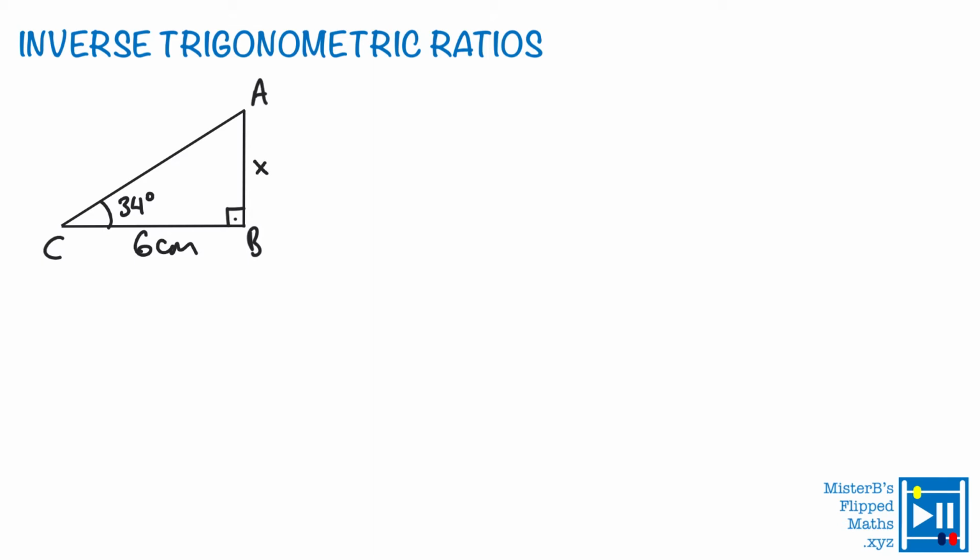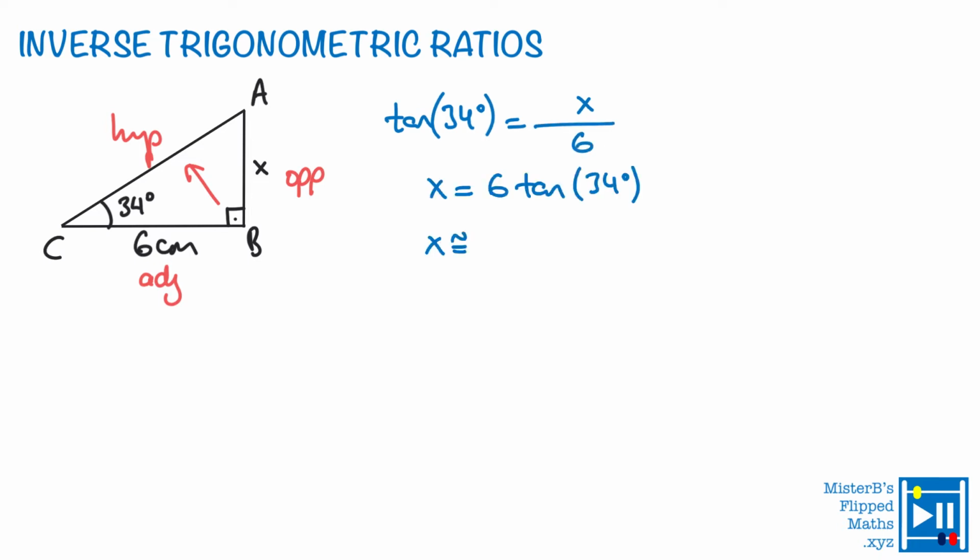If we want to find AB, then all I have to do is, after finding out which is opposite, which is adjacent, which is hypotenuse, this one, because it's across the 90-degree angle, choose the trigonometric ratio that I'm going to be using, which will be the tangent ratio. So it's going to be tangent of 34 degrees equals x, the opposite side, over 6. And I'm going to end up with 4.05 up to 3 significant figures.